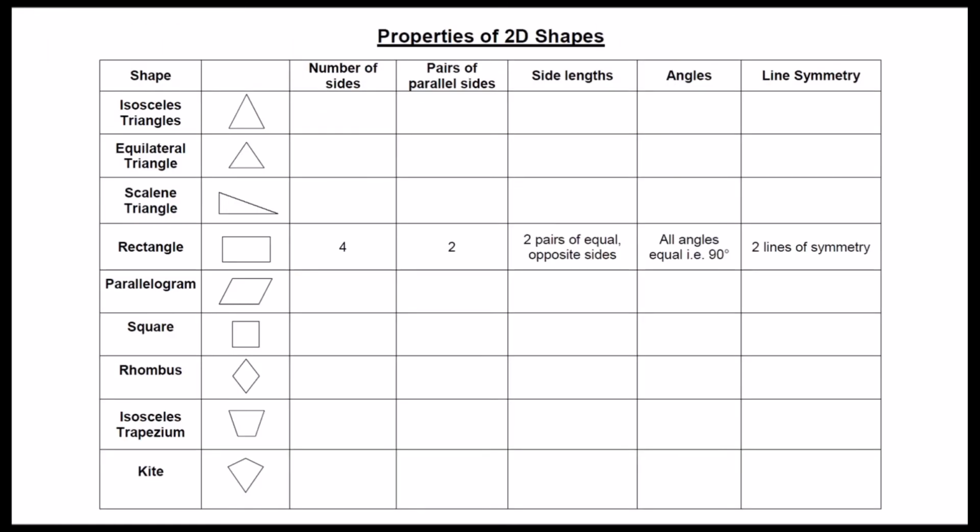So, your first task for today is to go through and complete this table. This sheet is attached in the Resources to Help You section on Show My Homework. The example for rectangles that we went through has been filled in for you, and you can use this to help you answer the other questions. Pause the video now and have a go at completing the table, and unpause when you're ready for the answers.